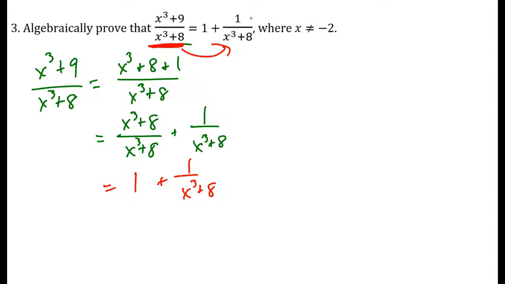You also could have started with this side and made it look like that side by getting a common denominator. Either way works. You could have also done long division. You need to somehow algebraically show that if I start with one side, I end up getting the other side.